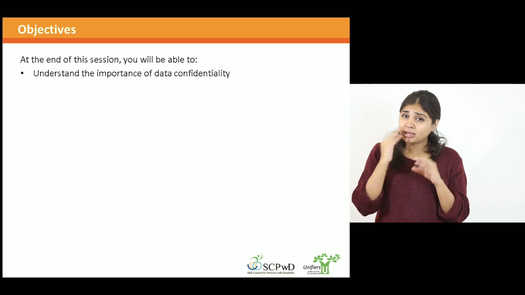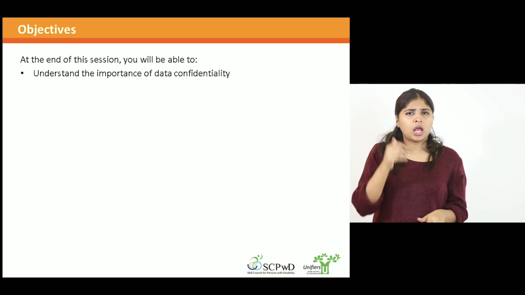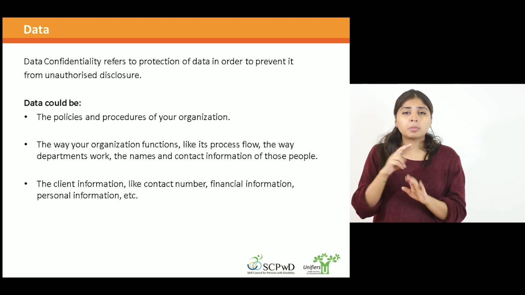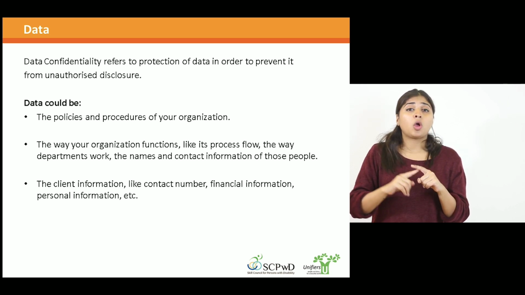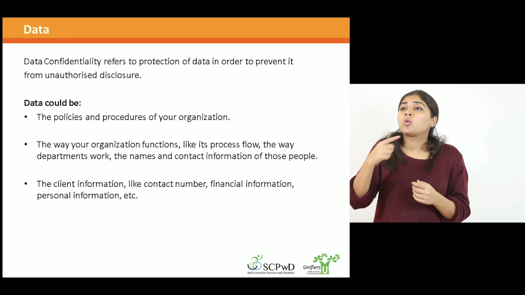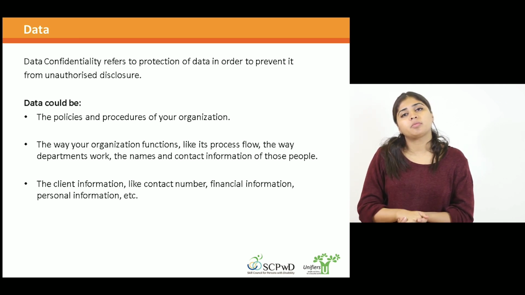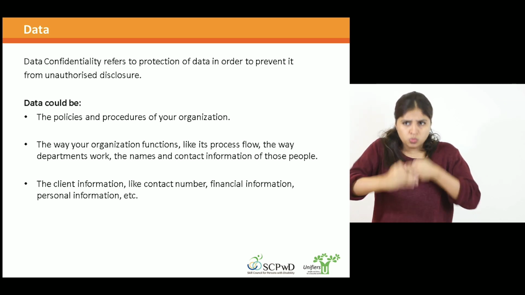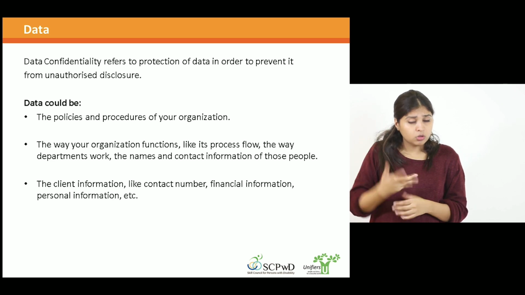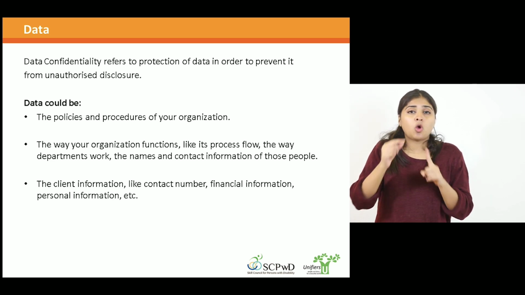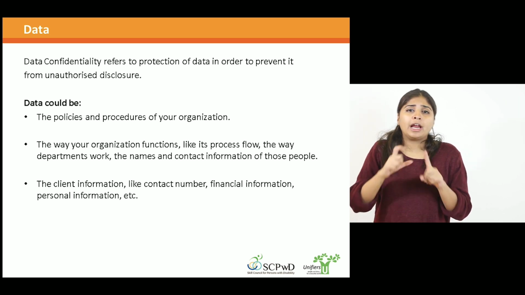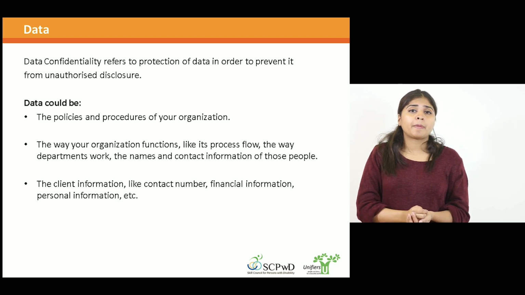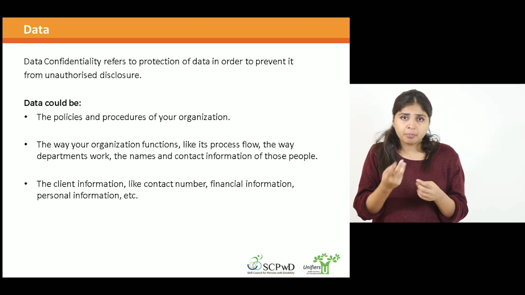Objectives. At the end of this session, you will be able to understand the importance of data confidentiality. Data confidentiality refers to protection of data in order to prevent it from unauthorized disclosure. Data could be the policies and procedures of your organization, the way your organization functions, like its process flow, the way departments work, the names and the contact information of those people, the client information like contact number, financial information, personal information, etc.